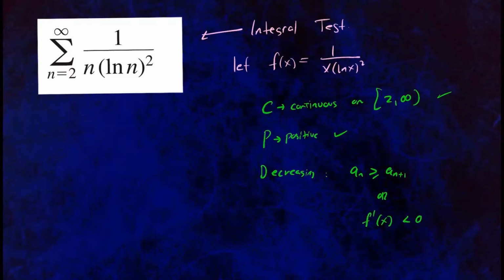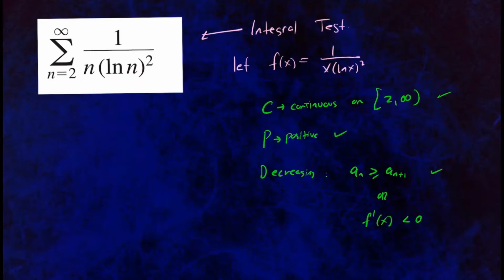Now, I claim to you that when you take the derivative of this using the quotient rule, it is going to be negative. So I don't want to do that. I think you can handle that at this point. Since we're up to series, integration and differentiation should be very quick for you. So this is a decreasing function on this interval, so checked. All right, so my CPD criteria are satisfied. Now let me go ahead and do the integration.